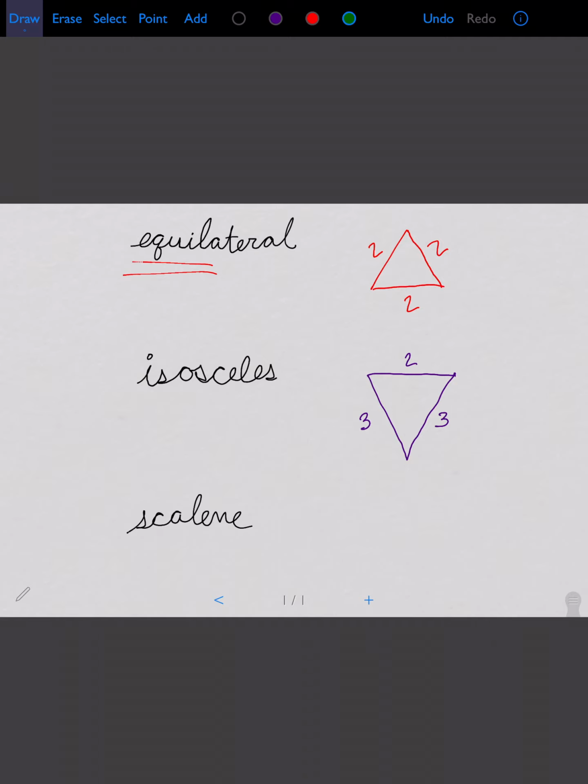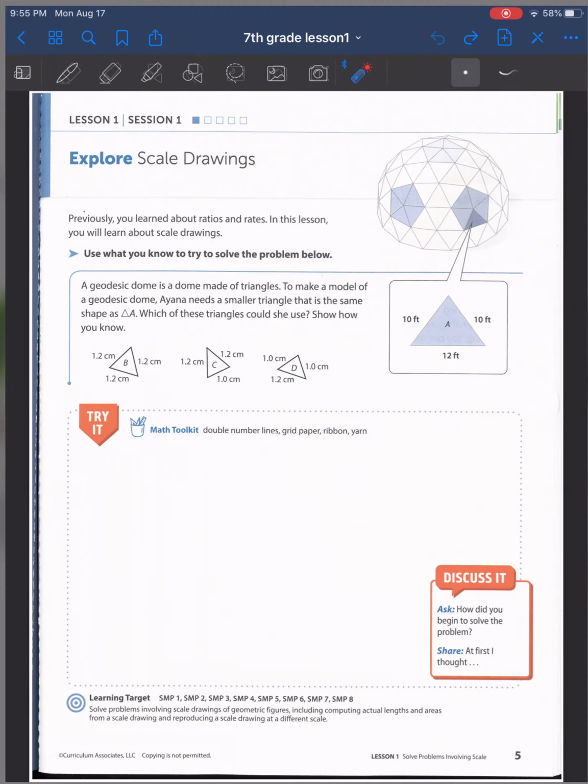The last one is scalene. Scalene are the weirdos who have no sides the same length. So if I told you this was a 1 and this was a 2, this would be a 3. Okay, so we have equilateral, which means all sides are equal. Isosceles means that there's 2 sides the same, like an ice cream cone. And scalene are the weirdos where they have nothing the same. Okay, let's go back to the lesson.